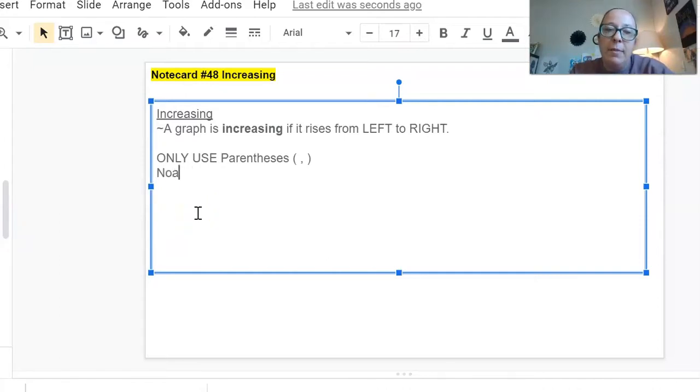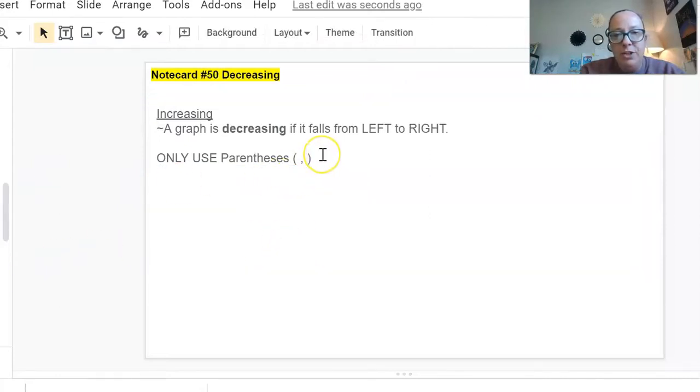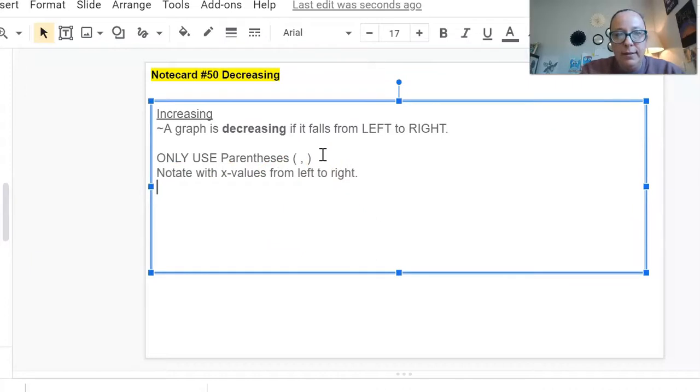Okay. And then remember, you notate it. When I say notate, I mean when you write down the answer, you notate with x values from left to right. Okay, how we notate. Even though we're looking at it with y's, we notate it with x values from left to right. Same thing, back to note card 50, I want you to add that. We notate with x values from left to right.